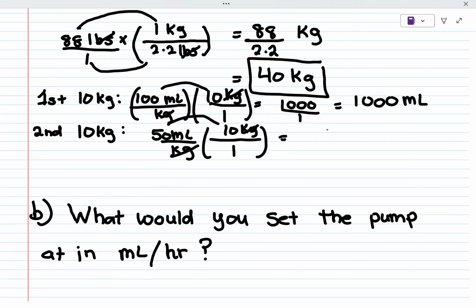The kilograms disappear, and then you just multiply across. So 50 times 10 is 500. And then 1 times 1 is 1. You don't have to put that one if you don't want to. So you are left with 500 milliliters.